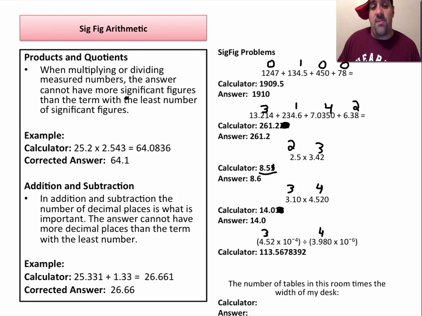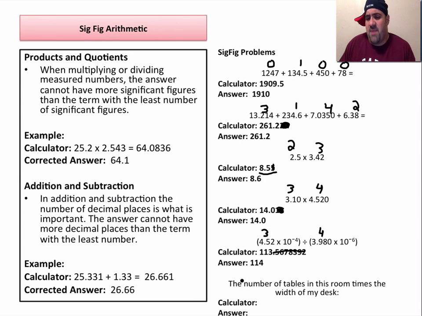What is the rule for multiplication and division? The term with the least number of sig figs is how many you can have in the answer. So we can only have 3 significant digits in our answer. So essentially we got to get rid of all of these. We're only allowed 3 digits, and because of this 5 here, we're going to have to round that up to 114. And that's exactly what happens in this problem. That's your final answer. So these rules for sig figs are very easy to mix up in terms of addition and subtraction and multiplication and division.